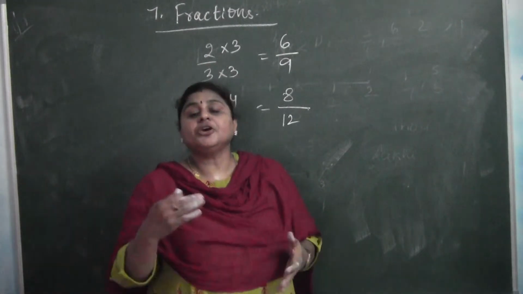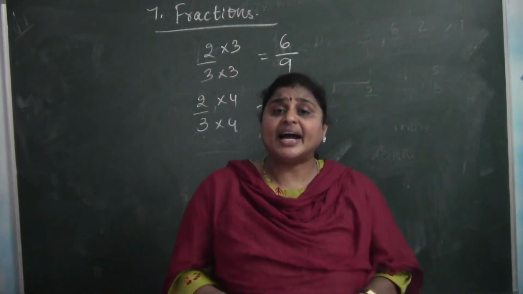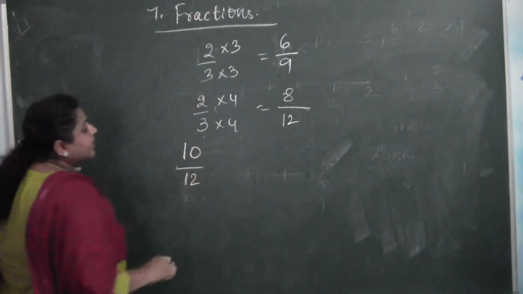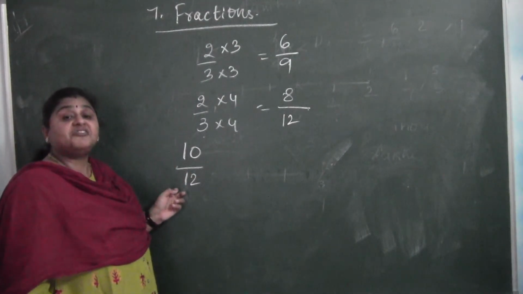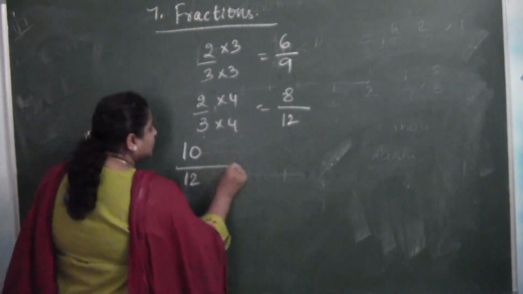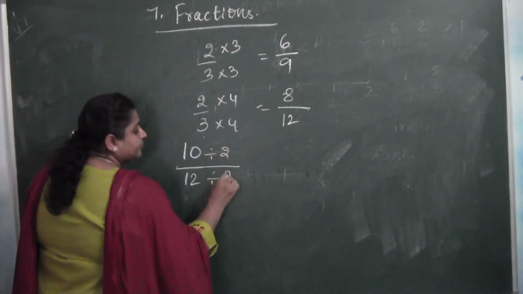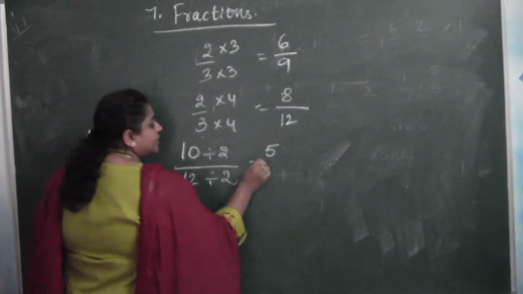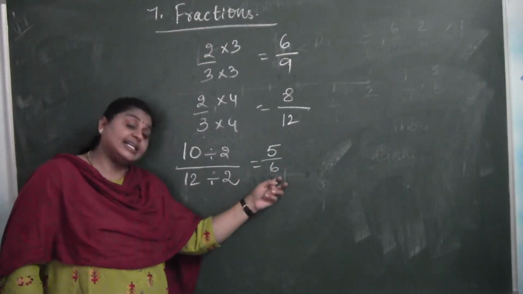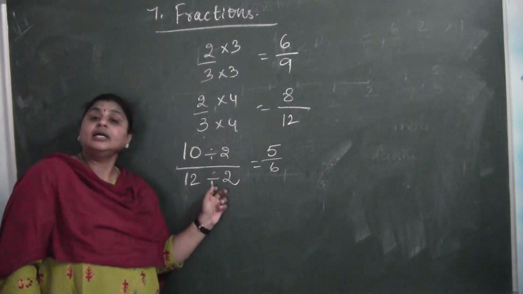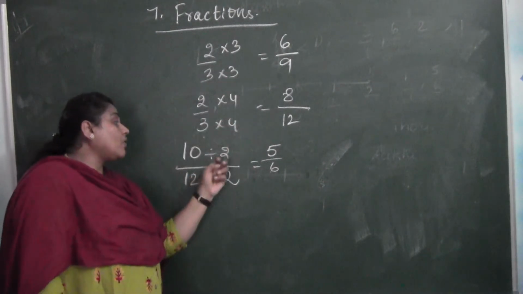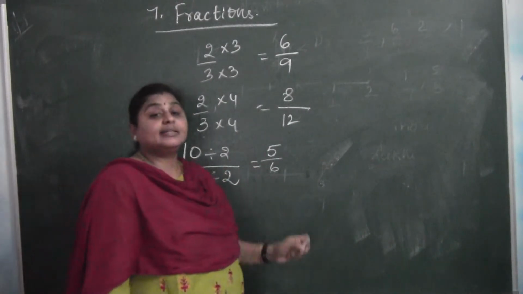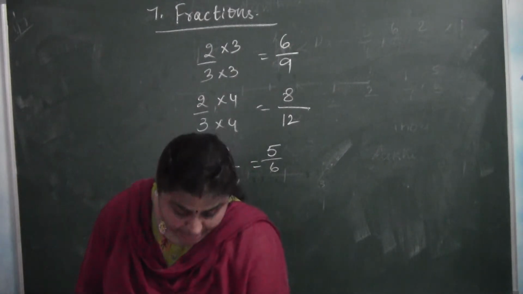Got it, children? So whenever you are multiplying or dividing, suppose I have 10 by 12. Now 10 and 12 are multiples of which table? 2. Now 10 divided by 2, 12 divided by 2. 10 divided by 2 is 5. 12 divided by 2 is 6. 5 by 6 is an equivalent fraction of 10 by 12. So on multiplying or dividing the numerator and the denominator with the same number, you will get the equivalent fractions.